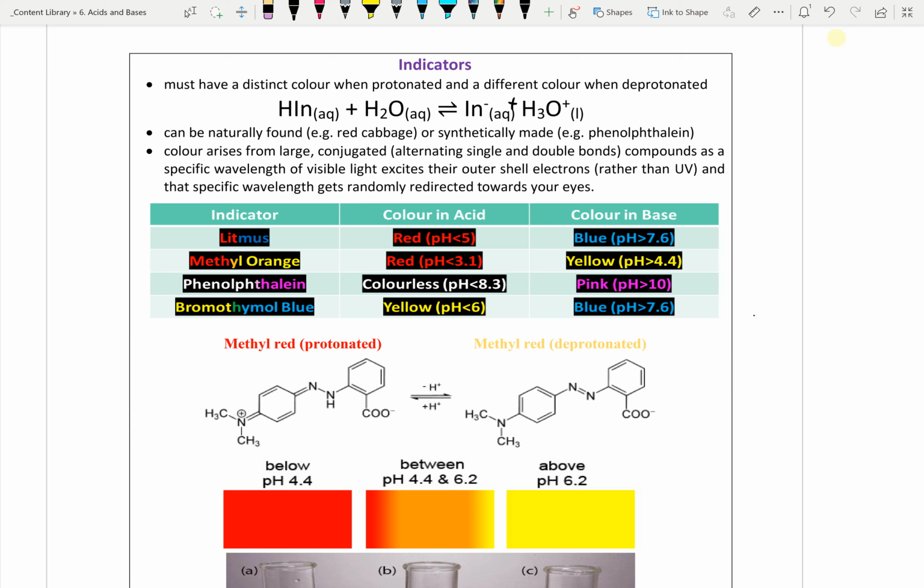So what do you need to know? Indicators are weak acids and conjugate bases, or vice versa, because you could call that the weak base and the conjugate acid. And they're different colors when they're protonated and deprotonated.